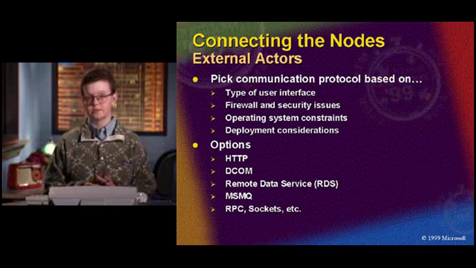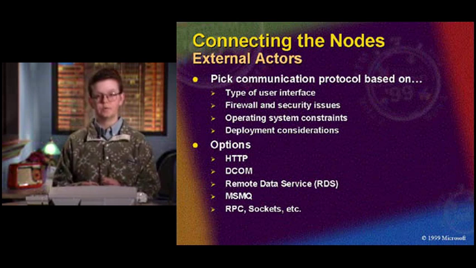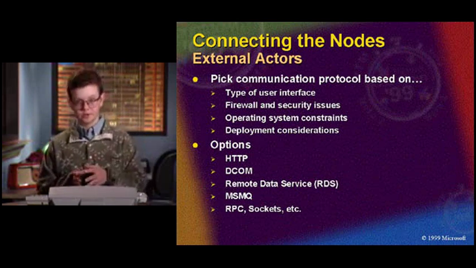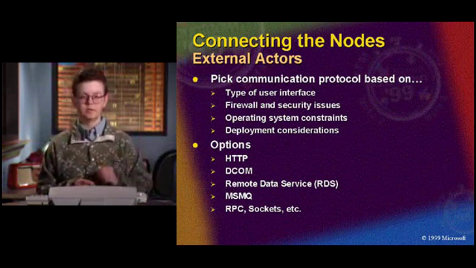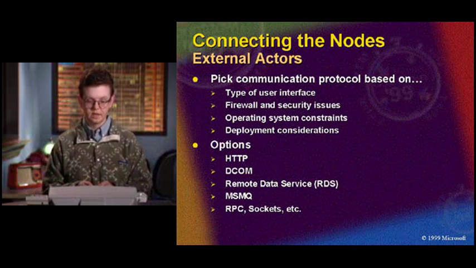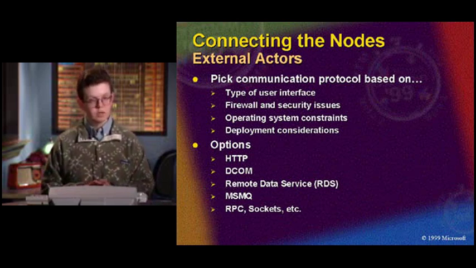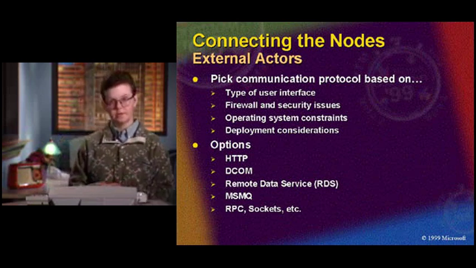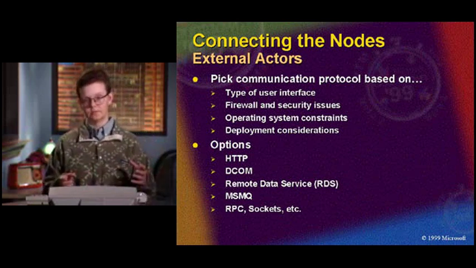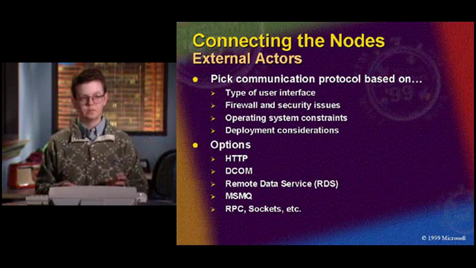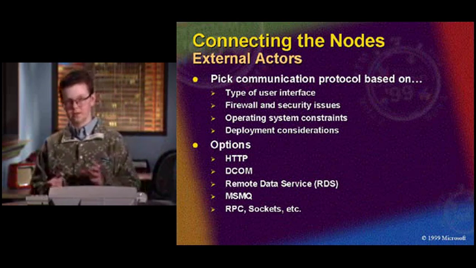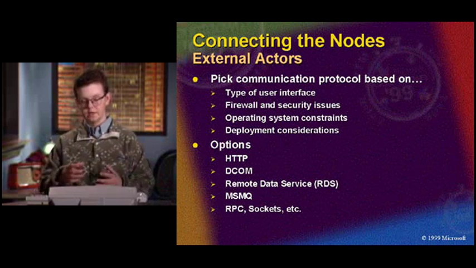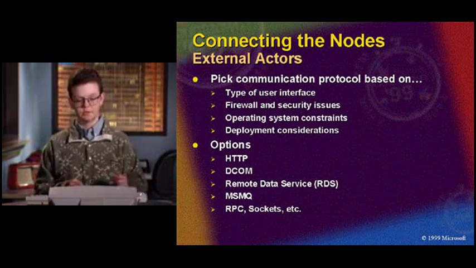You might also have constraints based on the operating system. You might need to talk to an IBM mainframe, and there would only be certain protocols you could use to communicate with that machine. And you need to think about where these things are communicating. Are they located close together? Are they located over a slow link? Is it a dial-up line? Is it a high-speed data connection? Those are all things that you're going to use to define the protocol that you use to communicate between two tiers.